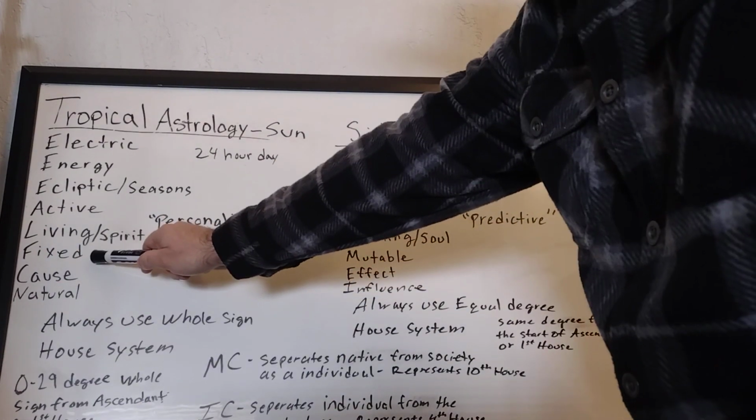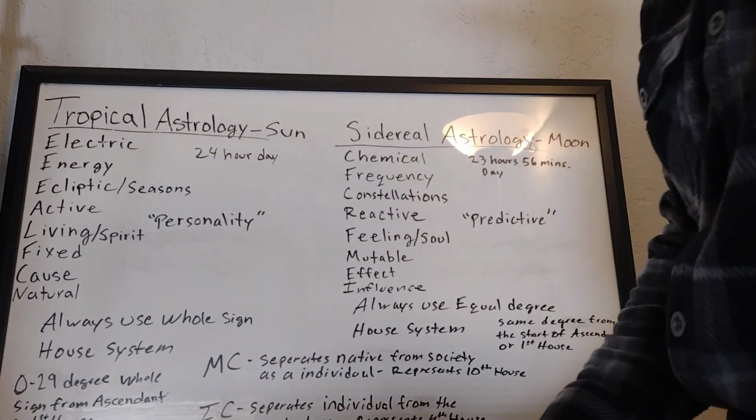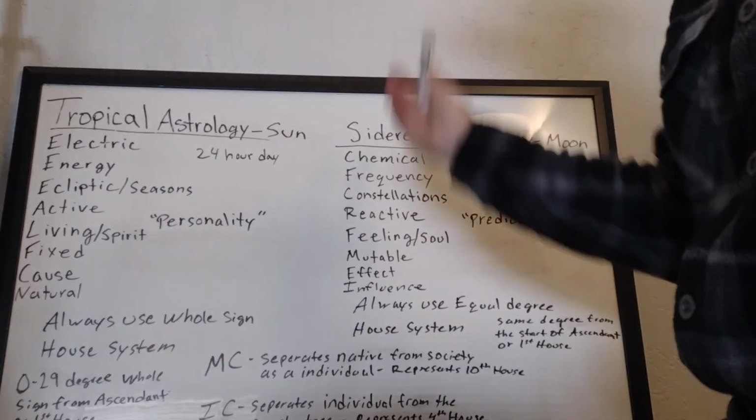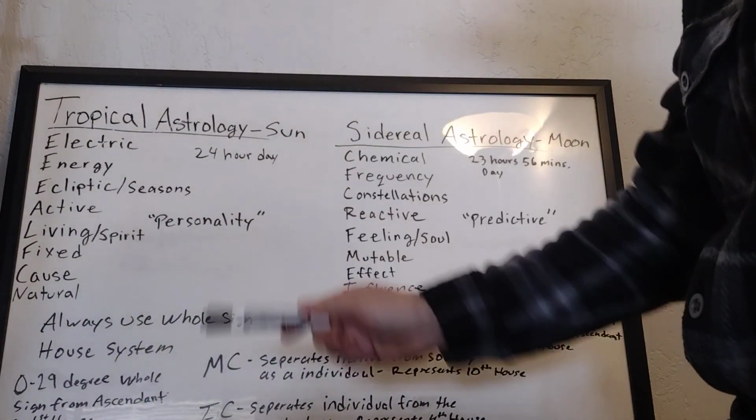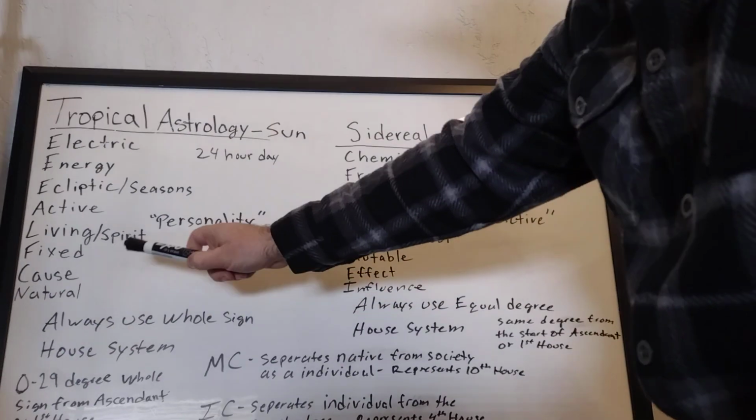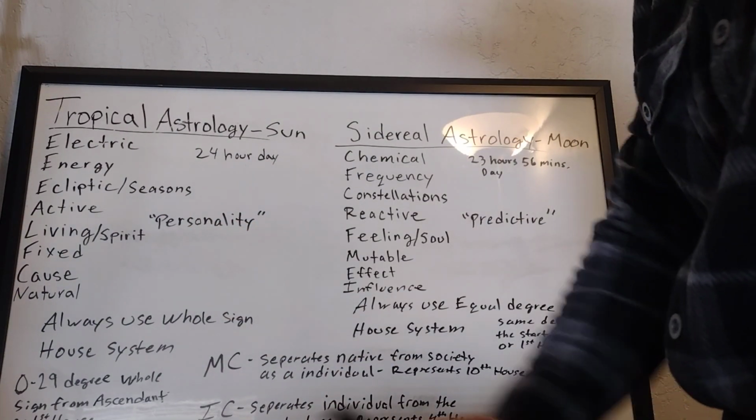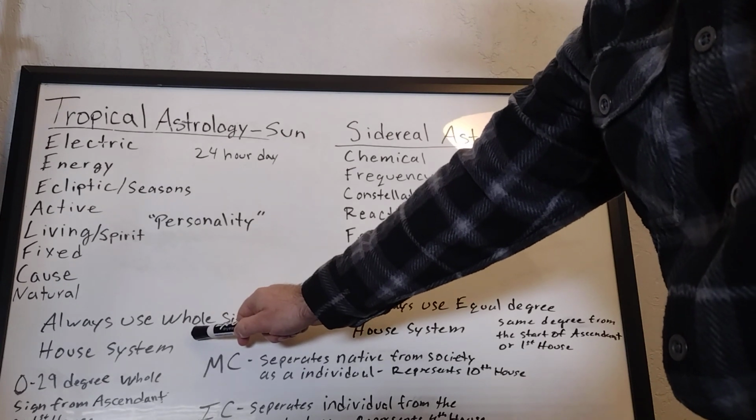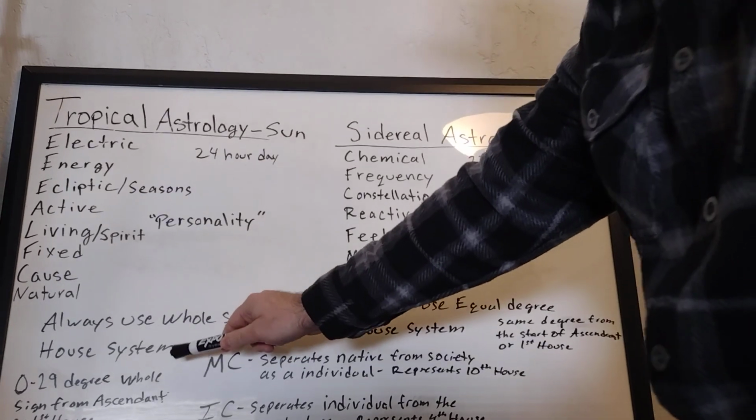And that's why it's fixed. It's already fixed this way, Aries through Pisces. The order of the signs follows suit. It's fixed. It's not changeable. You can't fix it. It's the oldest house system there is. It's a whole sign house system. It rules nature.